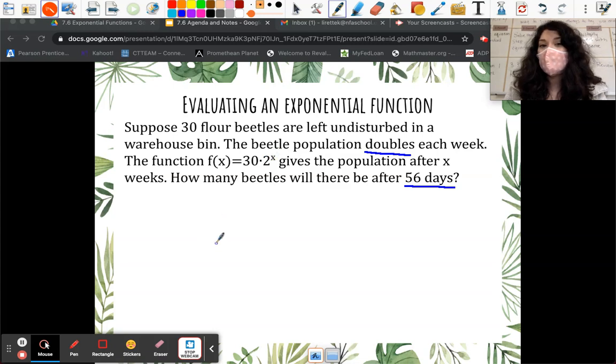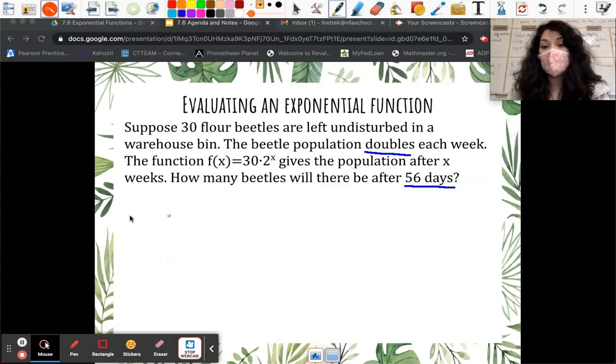We need to first figure out how many weeks is in 56 days because we want to input some number of weeks. All we're going to do is evaluate this function for specific input. We did a little bit of this in chapter 4, so I encourage you to go back, look at your notes for that, or even watch the video that goes with that. All we're doing is replacing the x with a number and simplifying or evaluating.